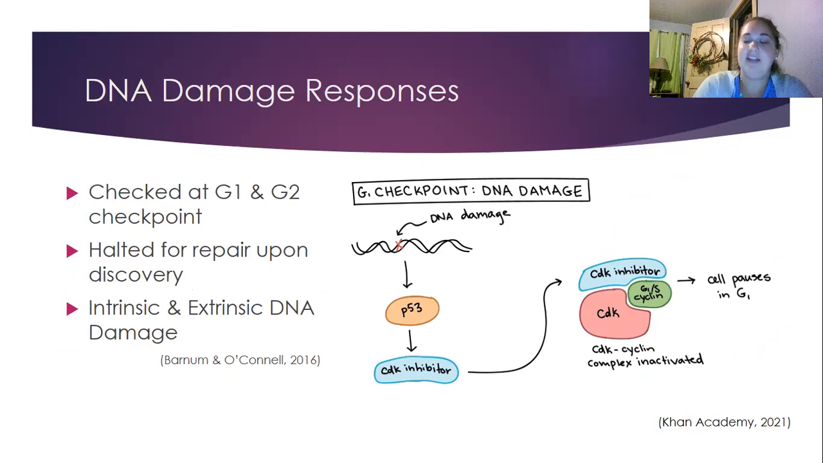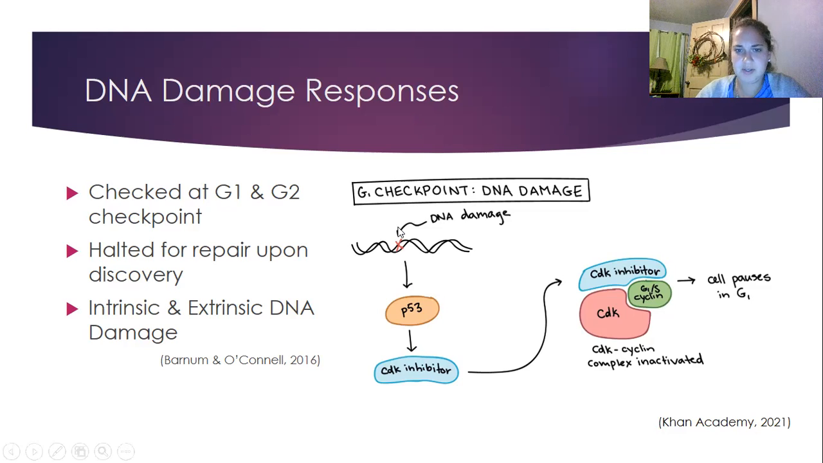Intrinsic is anything inside of the body or inside the cell. So this could be attrition of telomeres, intermediates of metabolism, DNA replication errors. Any of those extrinsic, those are going to be things that are happening outside of the cell or outside of the body, and that could be sunlight, carcinogens, or ionizing radiation. So those are some examples there of that DNA damage response.